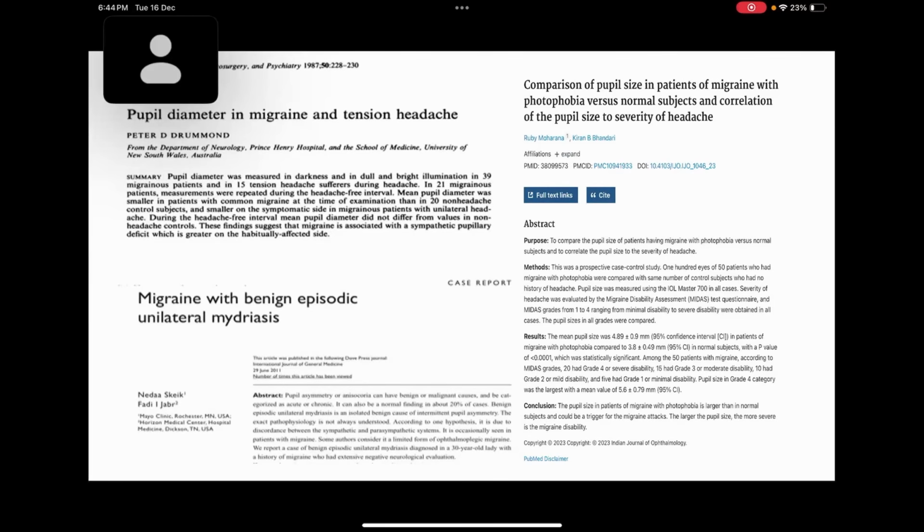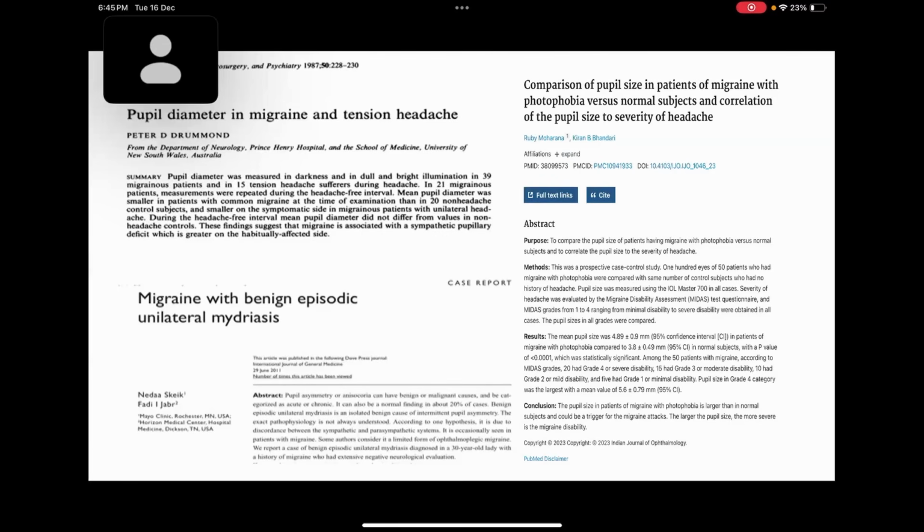Then I saw one more case report where anisocoria was seen as a benign episodic unilateral mydriasis in patients with migraine. Now, the exact pathophysiology is not known. In general, it is said that migraine means there is cerebral hyperexcitability and cerebral vascular hypoperfusion, which can have an effect because of prolonged vasospasm, affecting the parasympathetic pathway and leading to this pupillary dilatation. So this was one aspect to it.